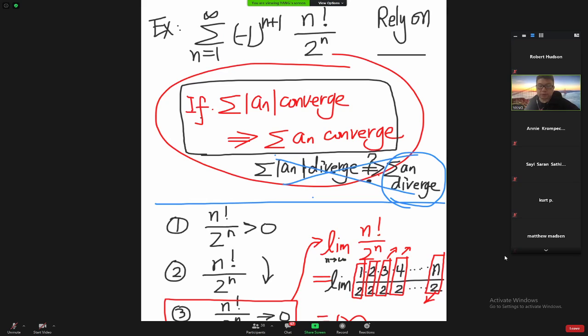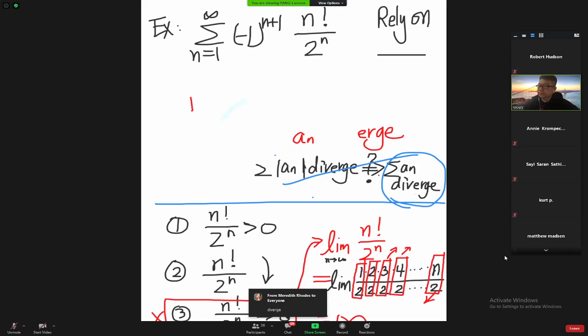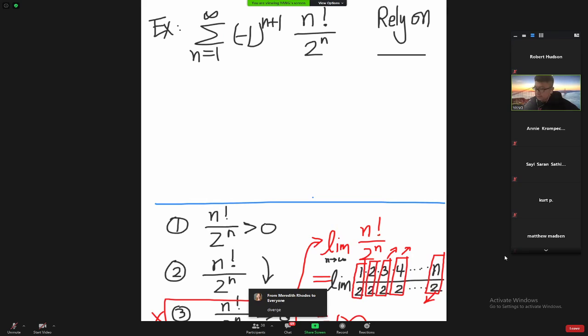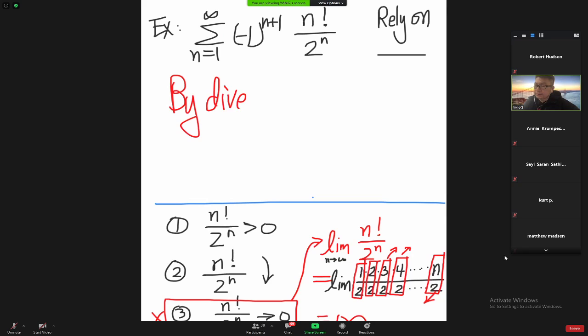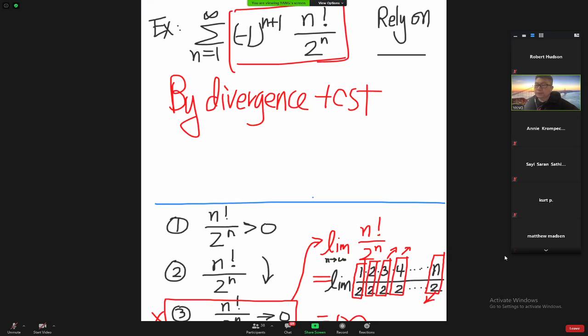So what's the conclusion? Number 3 fails. Diverge, by the divergence test, because this one does not go to 0. This one goes to infinity. You have infinity over infinity together. So it diverges.